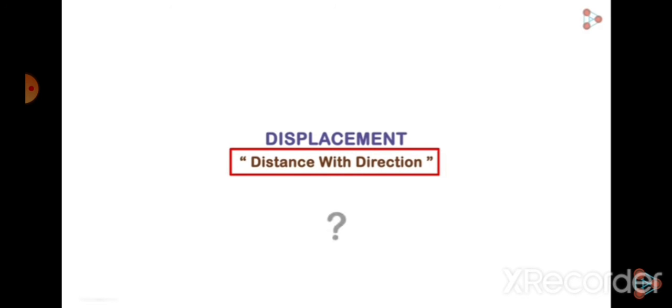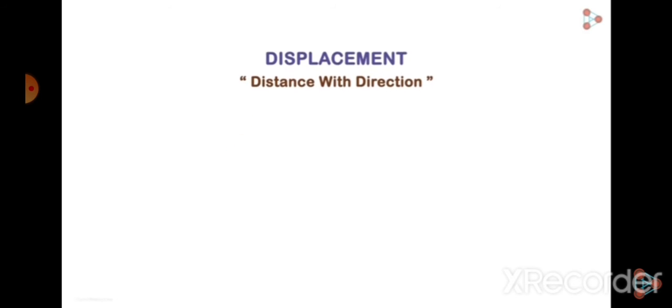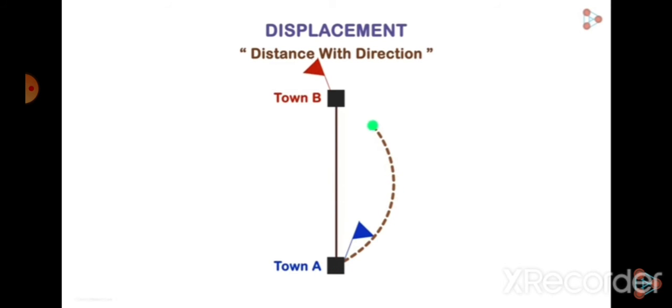So what is displacement? Distance with direction is displacement. Distance with direction? What do we mean by that? You made two separate trips to this town. Was the distance covered in both the cases the same? Have a good look. It wasn't. In each of the two cases, the distance was different.